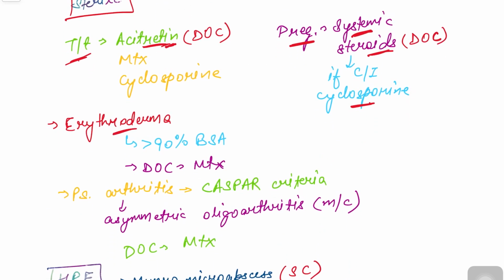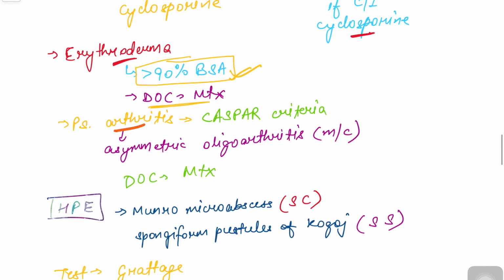Next is erythroderma, which is a condition in which more than 90% of body surface area is covered by erythema and scaling, and just remember that the drug of choice for this condition is methotrexate. Then coming to psoriatic arthritis, just remember that the CASPAR criteria is used for psoriatic arthritis, and we have various variants in this, amongst which the most common is the asymmetric oligoarthritis form.